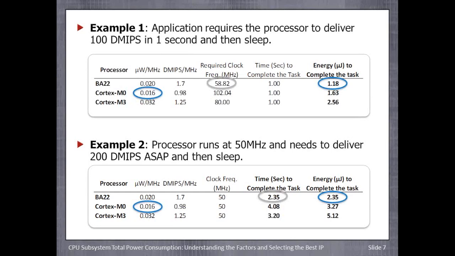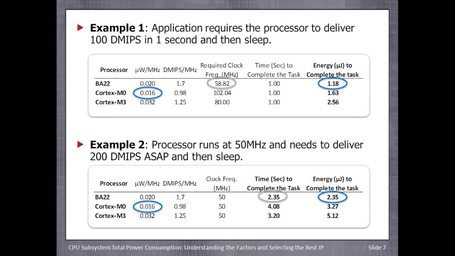Actually, when we calculate the clock frequency that we need to run at so that we can deliver the 100 DMIPS in 1 second, it turns out that the BA22 needs only to run at 58.82 megahertz, while the Cortex-M0 needs about 102 megahertz. As a result, the energy to complete the specific task, and energy is just the product of time times power, is significantly less for the BA22, regardless of what the milliwatts per megahertz ratings originally indicated.